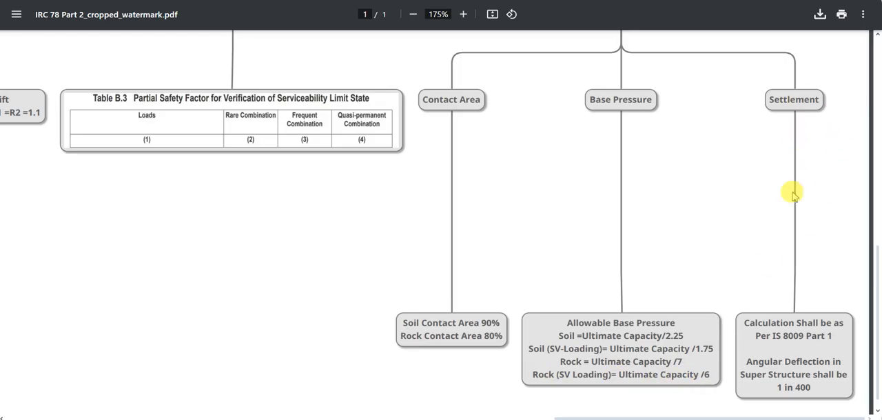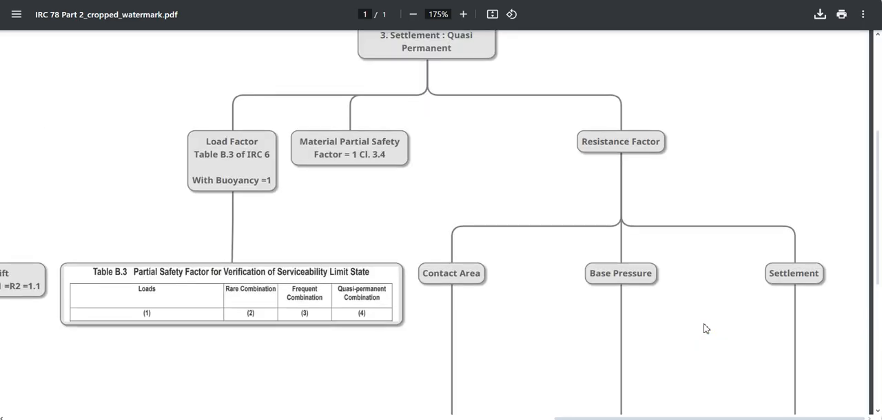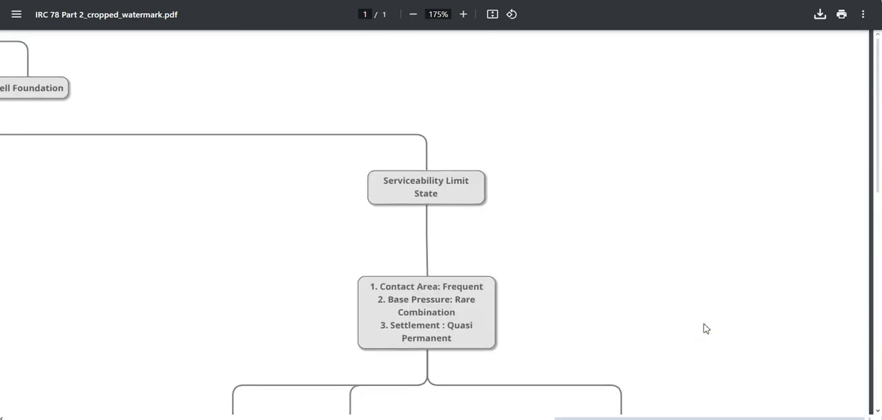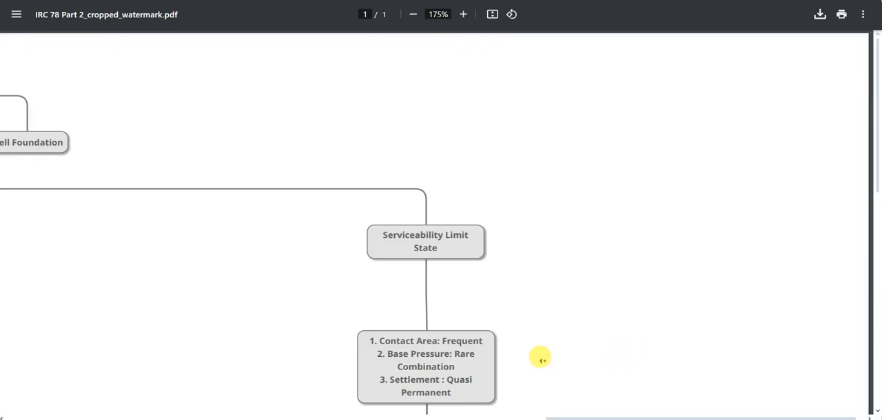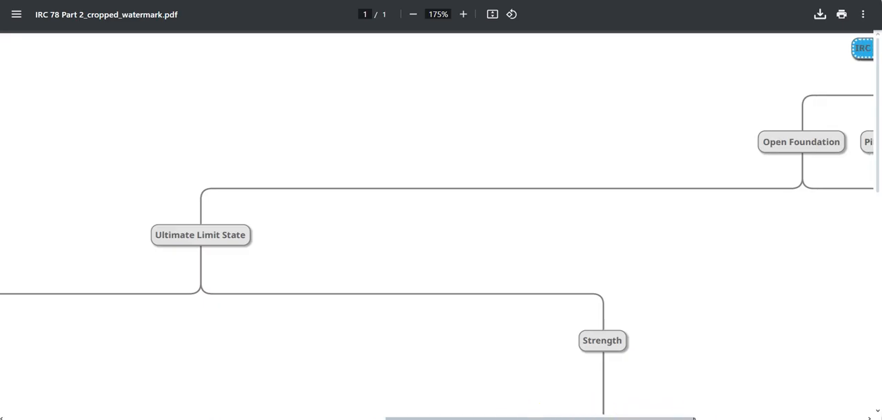For settlement, the code suggests the settlement shall be calculated based on IS 8009 Part 1, and it only says that the angular deflection in the superstructure shall be within the limit of 1 in 400. So there are no specific values for the settlement criteria, only that the angular deflection of the superstructure for differential settlement shall be 1 in 400.